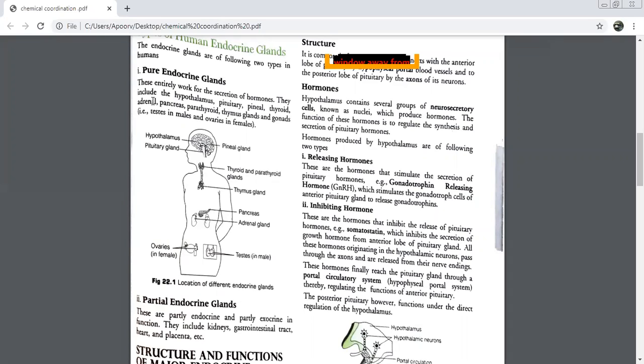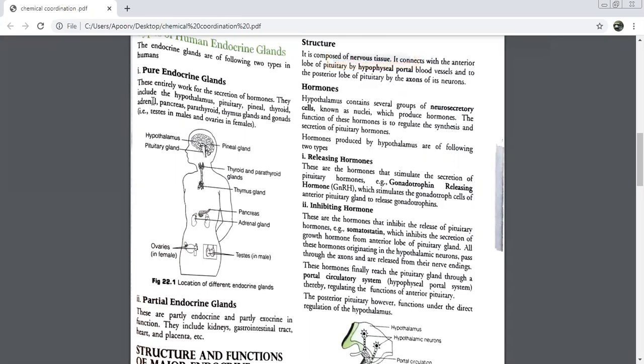4 examples of pure exocrine glands. Sweat glands, salivary glands, mammary glands, mucus glands. Good. And 4 examples of partial exo, partial endo. Kidneys, heart, placenta, gastrointestinal tract. Good. So you know a bit about the difference between exocrine glands, endocrine glands and then partial endocrine glands. Children, now I want you to see something very nicely on the figure which is given.